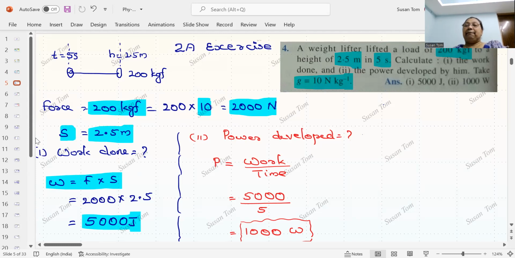Second part, the power developed by him. Power is work upon time. Work upon time, 5000 by 5. We are getting 1000 watt. That's it.